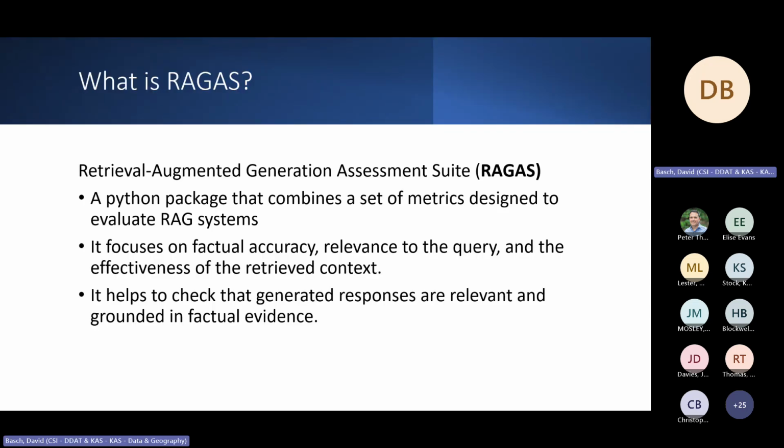So next is evaluating RAG. There's a Python package called RAGAS, which is what we're going to be talking about today. This is the retrieval-augmented generation assessment suite. It's a Python library that provides a few metrics specifically designed for evaluating RAG systems. The main focus areas are factual accuracy, so checking if the generated response is correct; query relevance, so making sure that the answer is related to the query and directly addresses it; and context effectiveness, so verifying that the retrieved context actually contains the answer and is helping the LLM to ground the generated reply.